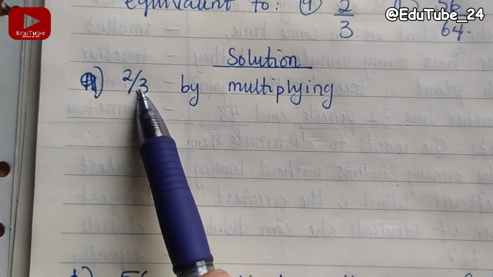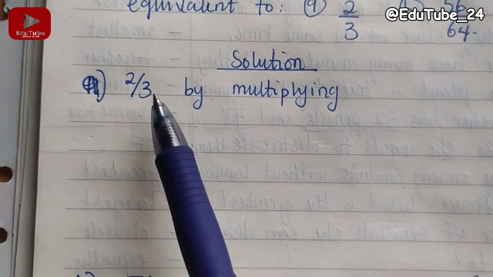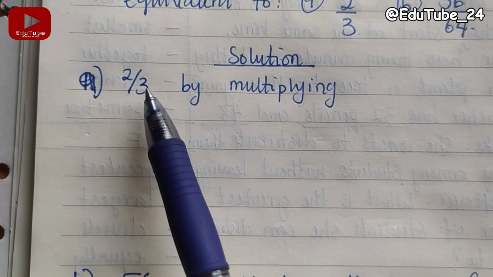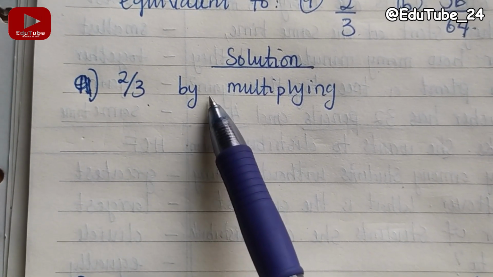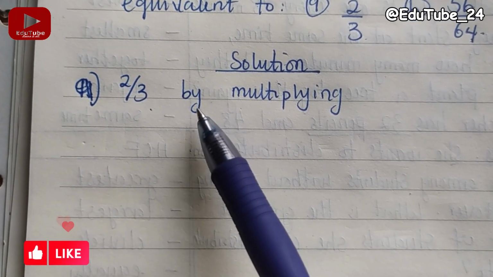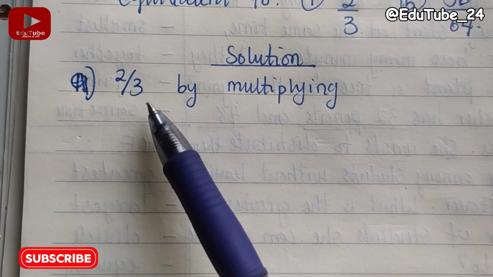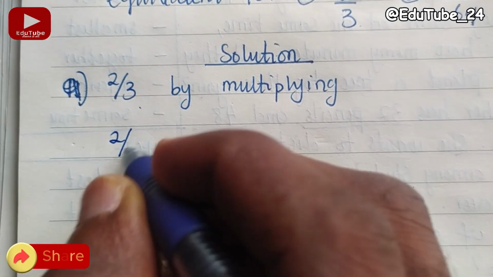So for this first example, we are using the multiplication method. And the reason behind that is because the fraction is already in its simplest form. So using the multiplication method to find or to build your equivalent fractions will be more suitable for fractions that are already in their lowest term. So 2 out of 3.